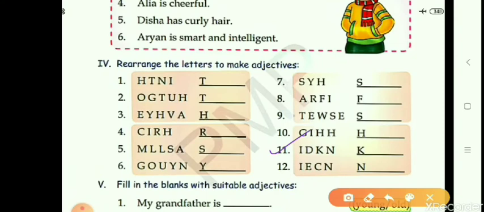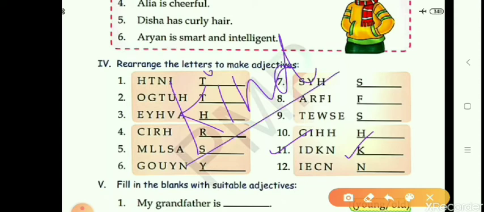IDKN, and the word should start with K. So the word is KIND, kind. Next word is IECN, and the word should start with N. So the word is NICE, nice.